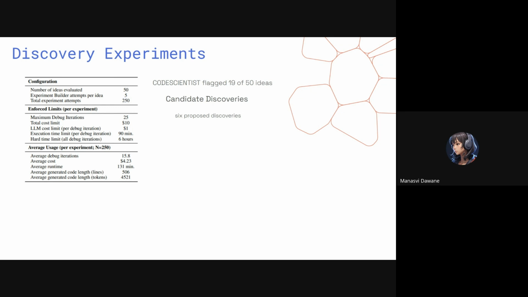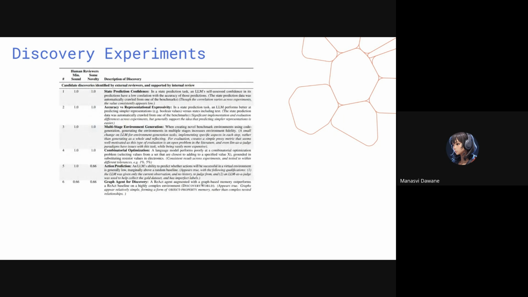From CodeScientist, 19 of 50 ideas were flagged as correct. After that, the human reviewer reviewed them, and six were meeting the minimum standard requirement for scientific soundness and novelty. So the six were given the name candidate discoveries. These are the six which were confirmed by the human reviewer.